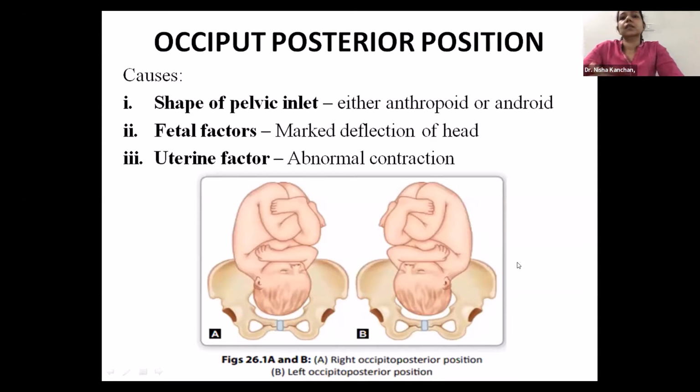The other factors responsible for this position is deflection. So because of deflection of the head, there is more chance of it being occipital posterior. And when there are abnormal contractions, good contraction favors flexion of the head. So when there is flexion of the head, occiput immediately will turn anterior. When there is abnormal contraction, the occiput will turn mostly posterior. So these are the factors responsible for occipital posterior position. Next slide.